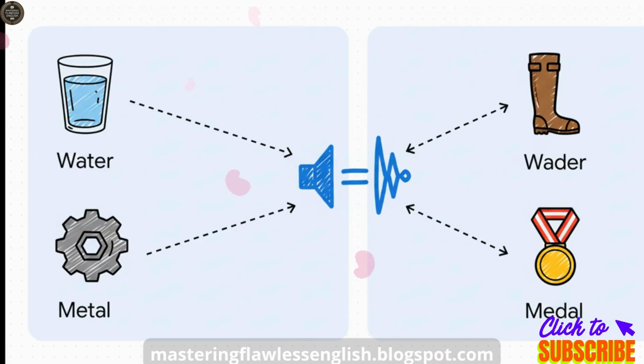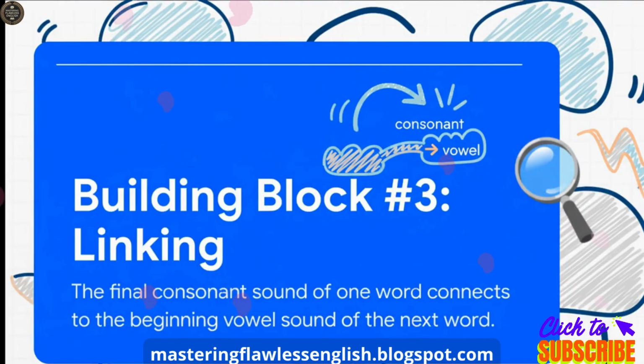Okay, let's keep building here. Our next block is linking, and this is all about creating a continuous chain of sound. Instead of stopping after each word, the last consonant sound of one word gets pushed over to start the next word, but only if that next word starts with a vowel. Think of it like you're building a little sound bridge between words. This slide shows it perfectly.